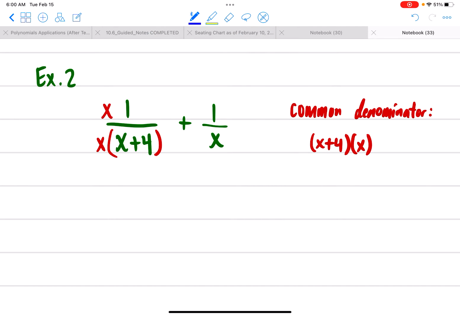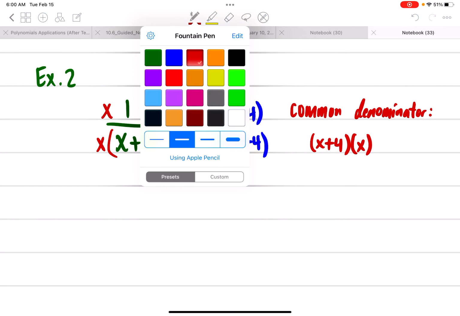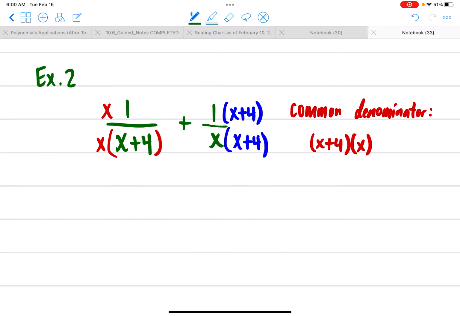On the other fraction, what does this one need? This one needs the x plus 4. Please make sure you put this in parentheses. So we do x plus 4 there on the top and bottom. And now we're going to write it all together. So on the left one, we have x times 1 over x times x plus 4. Do not multiply the bottom. Just leave the bottom alone, okay?